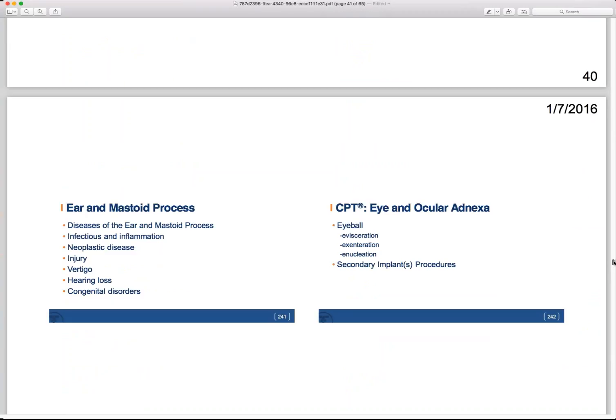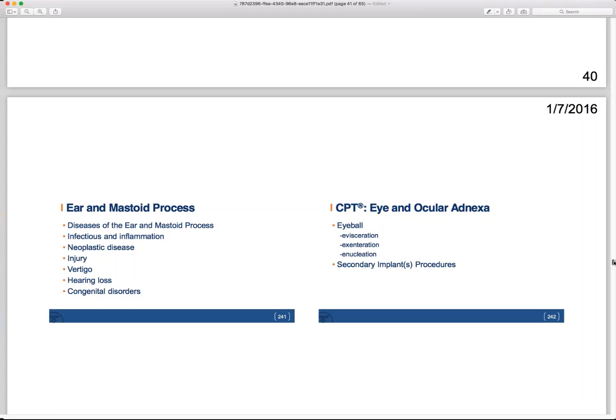Also the definitions of the eyeball. Underneath the eyeball, you see evisceration, exenteration, and enucleation. Make sure you know the definitions of those. Where is that? You would want to write those on page 403 because that's where you're going to find those terms.